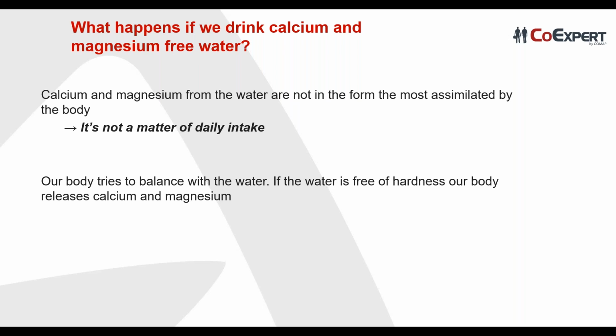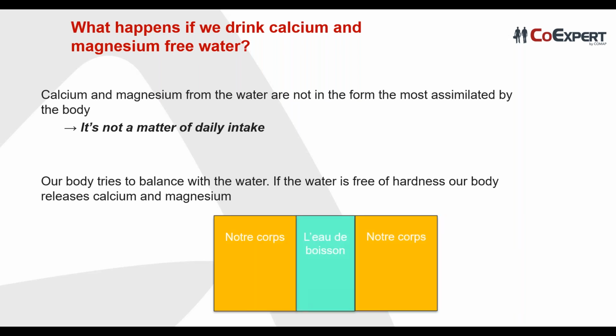For example, about calcium and magnesium, our body and the water we drink are trying to balance all the time. So if there is a lot of calcium and magnesium in the water, our body is going to assimilate some calcium and magnesium from the water. But if it's the opposite, if there is no calcium and magnesium in the water, our body is going to release calcium and magnesium in order to achieve the balance. So it can be very dangerous if we drink only this soft water, that means with a hardness equal to 0.